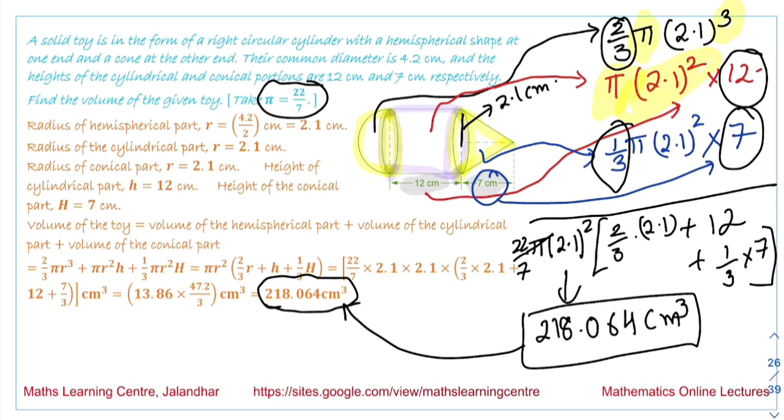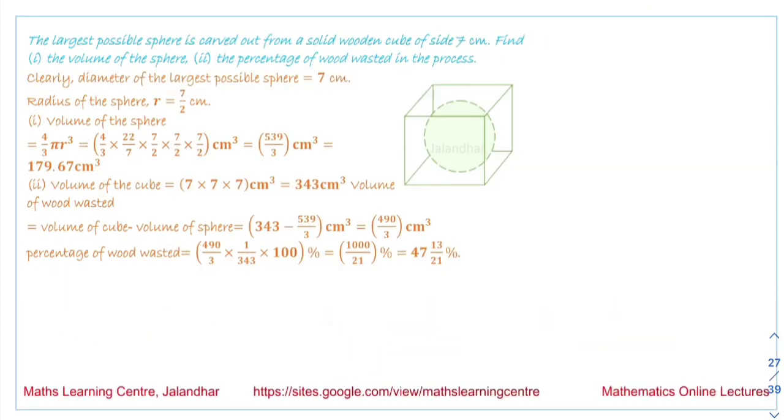The next question we have is, the largest possible sphere is carved out from a solid wooden cube of side 7 centimeter. So this is the cube given to us, and each side of this cube is 7 centimeter, and the height is 7 centimeter. We have to take out a sphere. Suppose this is the sphere and its radius is r. Find the volume of the sphere and the percentage of wood wasted in the process.